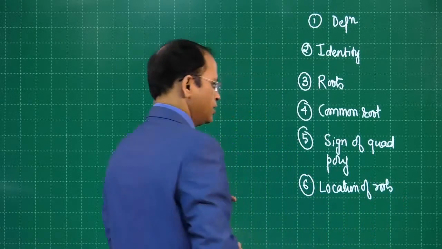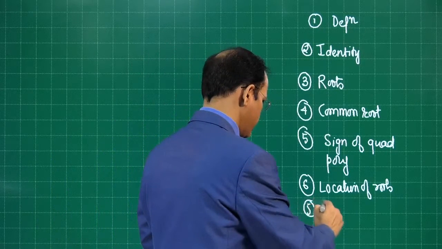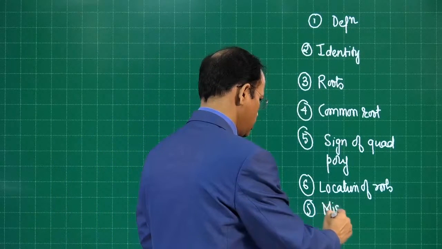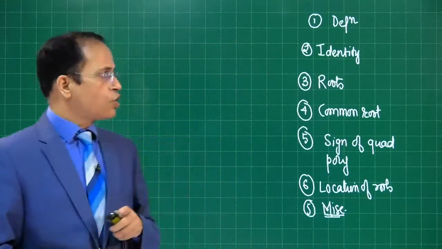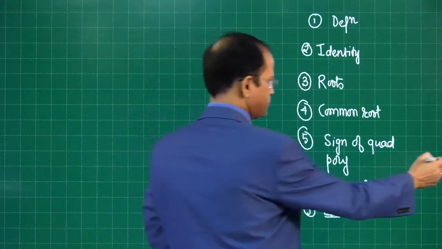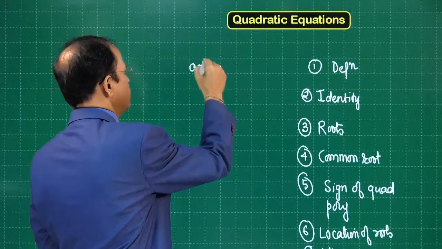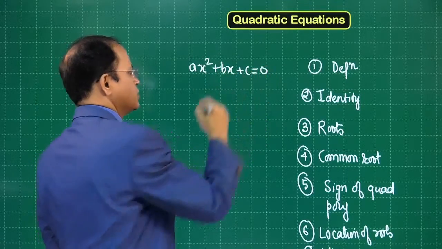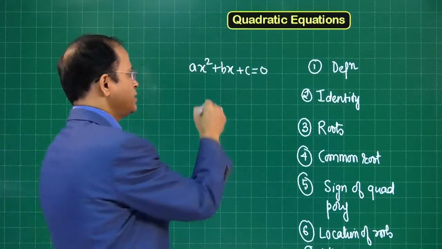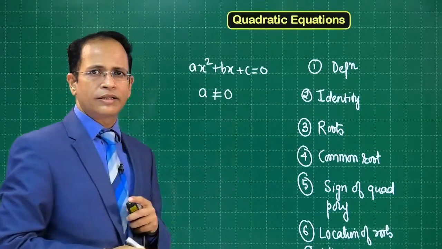Got it? Then we can have some miscellaneous concepts one by one that come across in our topic, right? Now let's talk about the definition part. So first of all, if I talk about ax square plus bx plus c is equal to 0, this is what we have. So when you say it's a quadratic equation, that means a is not equal to 0, right?